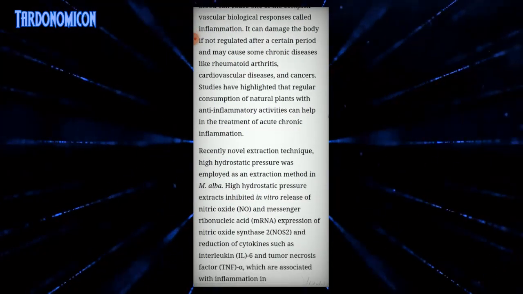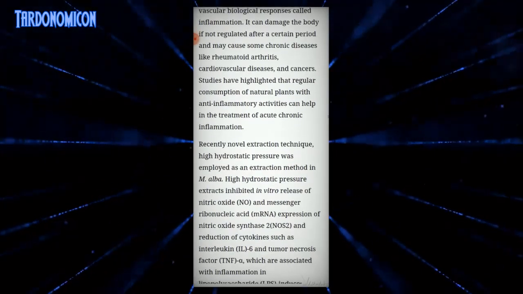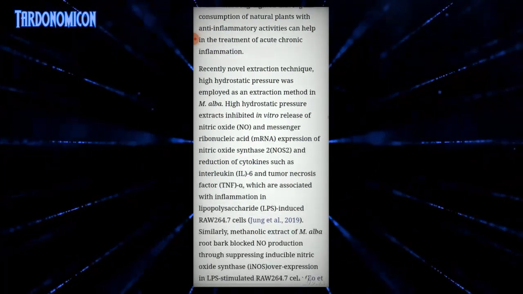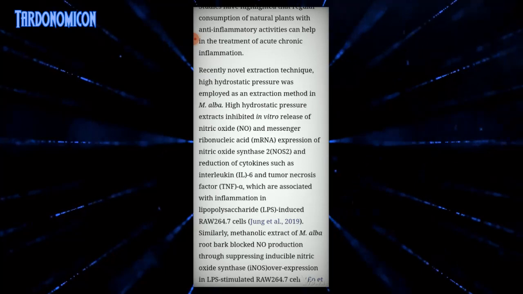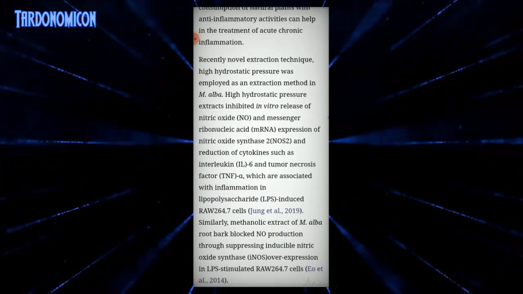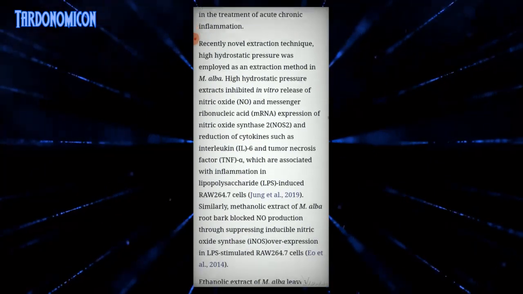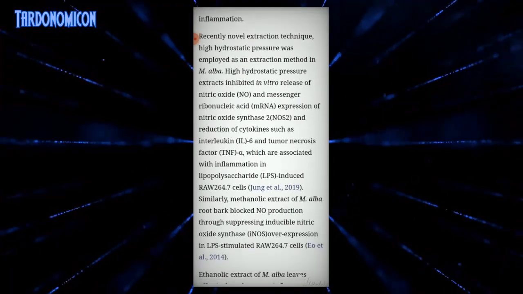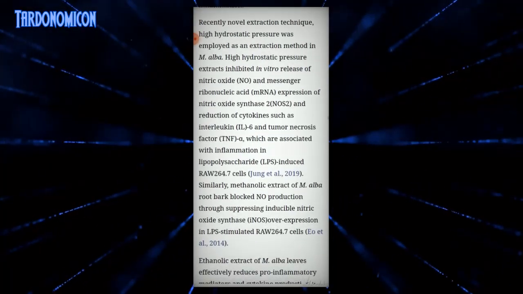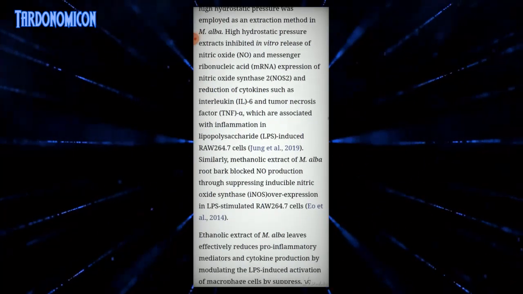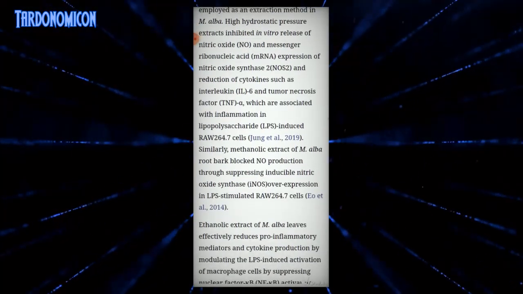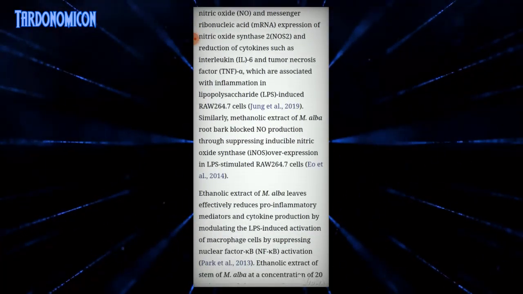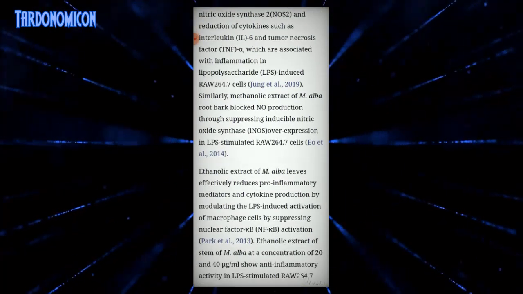Studies have highlighted that regular consumption of natural plants with anti-inflammatory activities can help in the treatment of acute and chronic inflammation. Recently, with a novel extraction technique, high hydrostatic pressure was employed as an extraction method. With hydrostatic pressure, extracts inhibited the in vitro release of nitric oxide and messenger ribonucleic acid expression of nitric oxide synthase, and reduced cytokines such as interleukin-6 and tumor necrosis factor, which are associated with inflammation in lipopolysaccharide-induced models, okay.